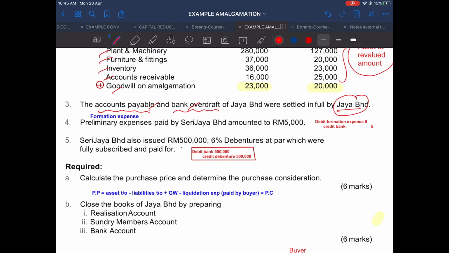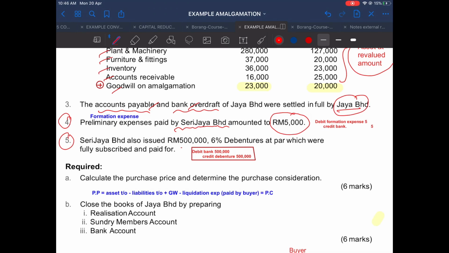With regard to additional information number 4, preliminary expense. These are the expenses for forming the new company, Sri Jaya Berhad. Sri Jaya Berhad is the new company formed to take over Sri Berhad and Jaya Berhad, so this is the formation cost. This will be recorded in the books of the buyer, not in the books of the seller, in the books of the buyer, which is Sri Jaya Berhad. And then additional information number 5 here, with regard to Sri Jaya Berhad.